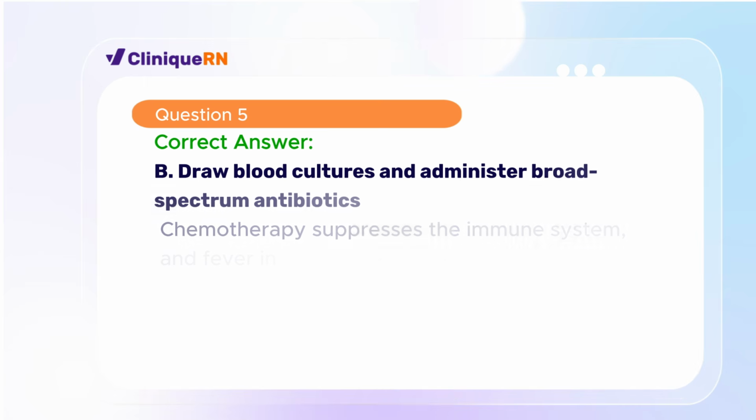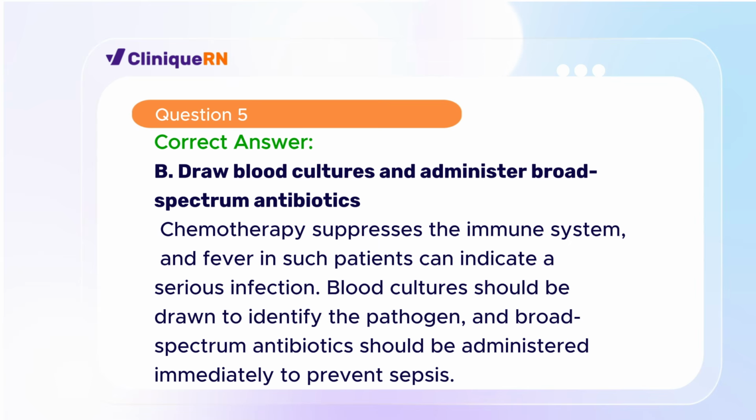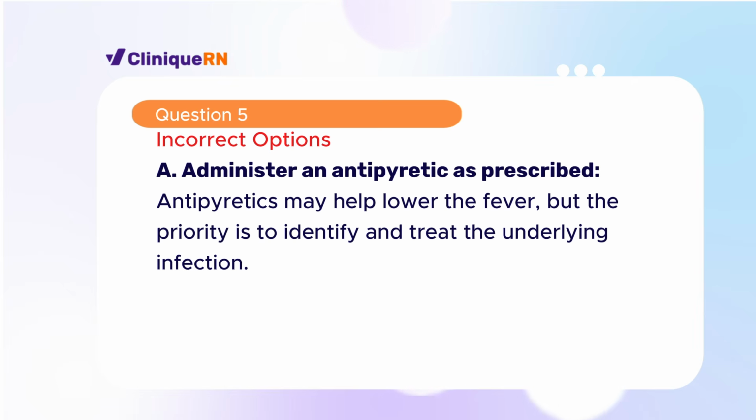The correct answer is B. Draw blood cultures and administer broad-spectrum antibiotics. Rationale for correct answer. Chemotherapy suppresses the immune system, and fever in such patients can indicate a serious infection. Blood cultures should be drawn to identify the pathogen, and broad-spectrum antibiotics should be administered immediately to prevent sepsis.